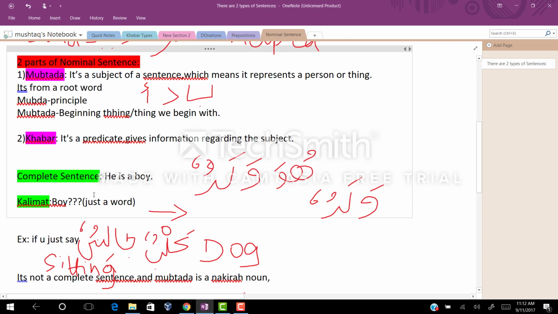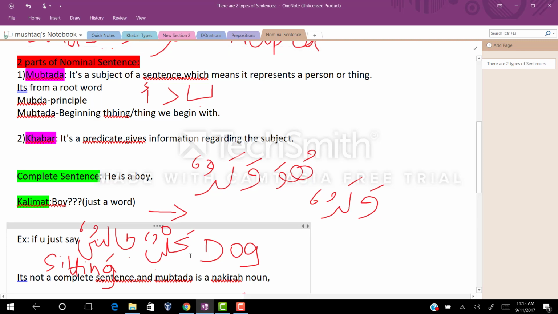And the difference between a complete sentence and a kalimat, or a fragment, is like this. If you say he is a boy, huwa waladun, it is a complete sentence. But when you just say boy, waladun, it's just a word, it doesn't mean anything. So this is just a kalimat. This is the difference between the kalimat and a Jumlatul Ismiyya. Jumlatul Ismiyya is a complete nominal sentence. You're saying he is a boy. But when you say just waladun, it's just a boy, and it's not a complete sentence.